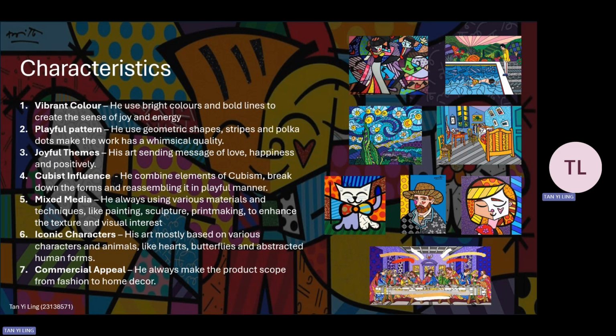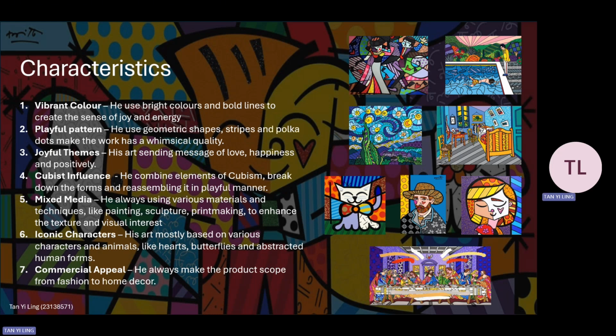The first characteristic is vibrant color. He used bright colors and bold lines to create a sense of joy and energy. The second one is playful pattern. He used geometric shapes, stripes, and polka dots to give the works a whimsical quality. The third one is joyful tones. His art sends a message of love, happiness, and positivity.